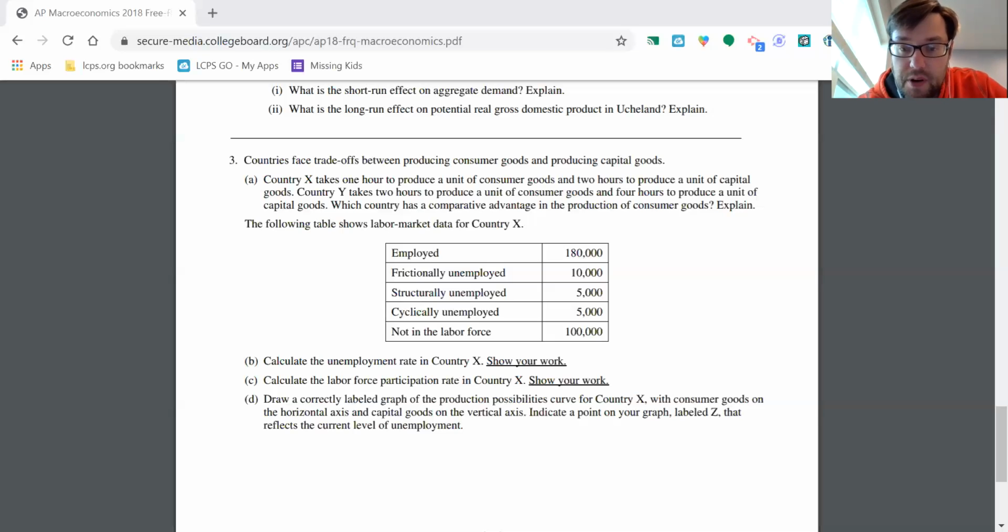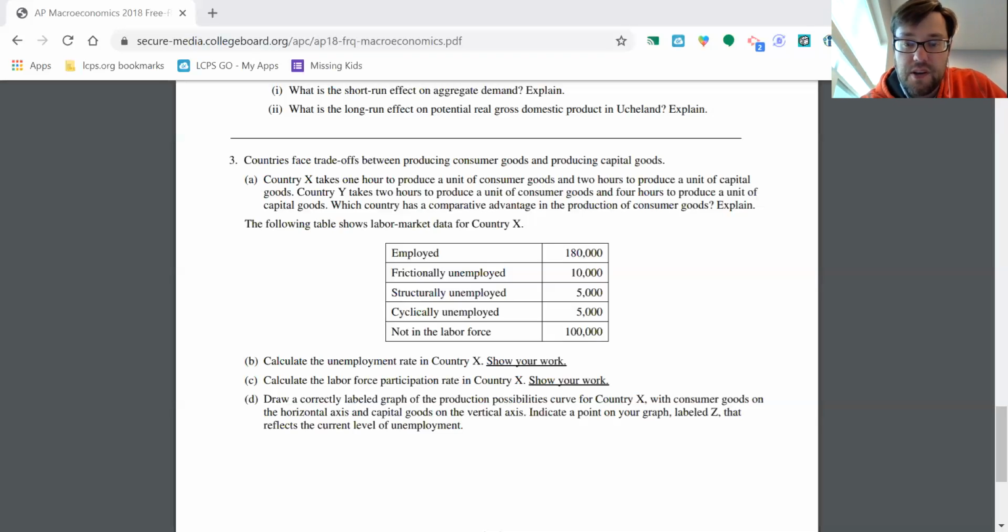Now the last part here, indicate a point on your graph labeled Z that reflects the current level of unemployment. Now there is a little bit of a logical leap because you have to know what this is asking you to define, because if they worded it in a different way, I promise it'd be a much easier question. But let's think this through, right? Current level of unemployment.